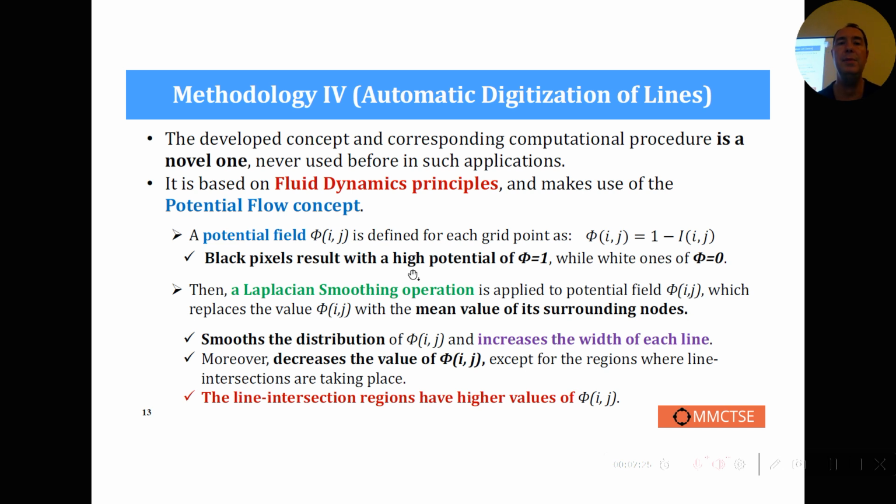After having performed these two steps, we base our algorithm, and this is a novel concept for such work, on fluid dynamic principles. This is something we hadn't seen before, and we made use of the potential flow concept. Keep in mind that from the scanning of the image we have our intensity, I, and from that we can compute the potential. So black pixels result in high potential, while the white ones will have a low potential. Then we apply Laplacian smoothing to balance things a bit in this potential field, and this replaces at each pixel node the mean value of the surrounding nodes. This procedure smooths the distribution of the potential and increases the width of each line that we eventually want to have with the grid points.